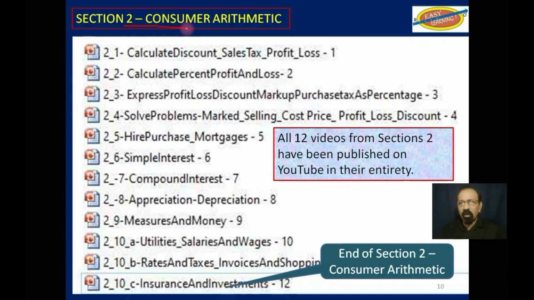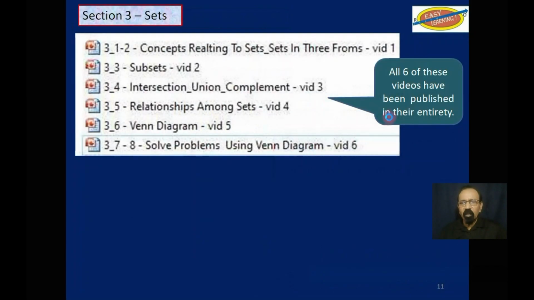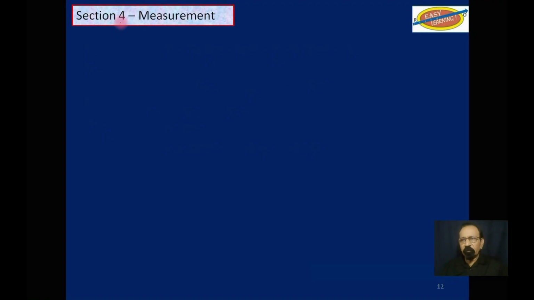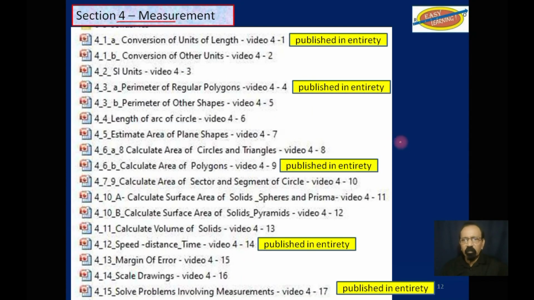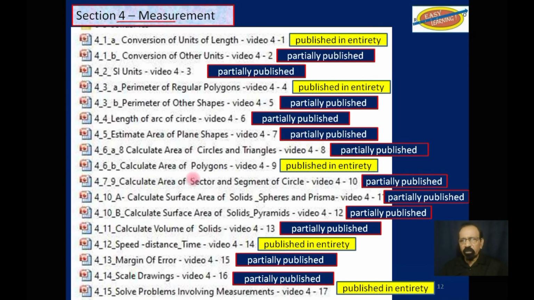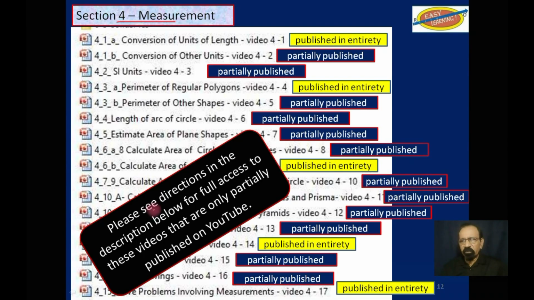From Section 2, Consumer Arithmetic, all 12 of these videos have been published on YouTube. Section 3, Sets, all 6 of these videos have been published on YouTube in their entirety, as I previously said. Section 4, Measurement, some of these videos have been published on YouTube in their entirety, the others partially published. Please see directions in the description below for full access to these videos that are only partially published on YouTube, if you need full access.